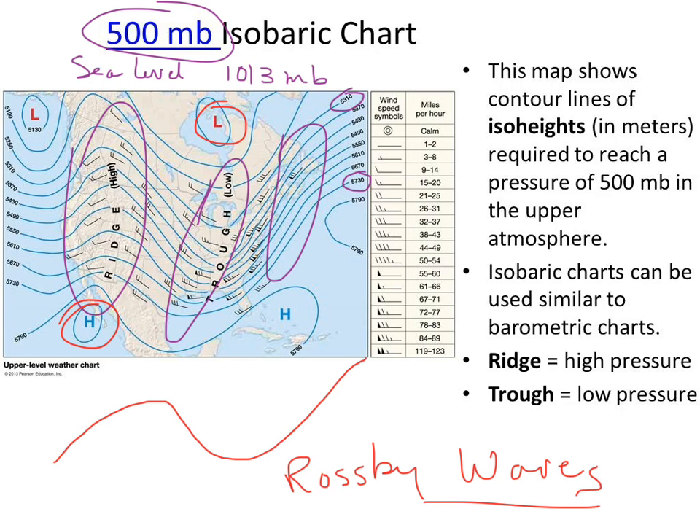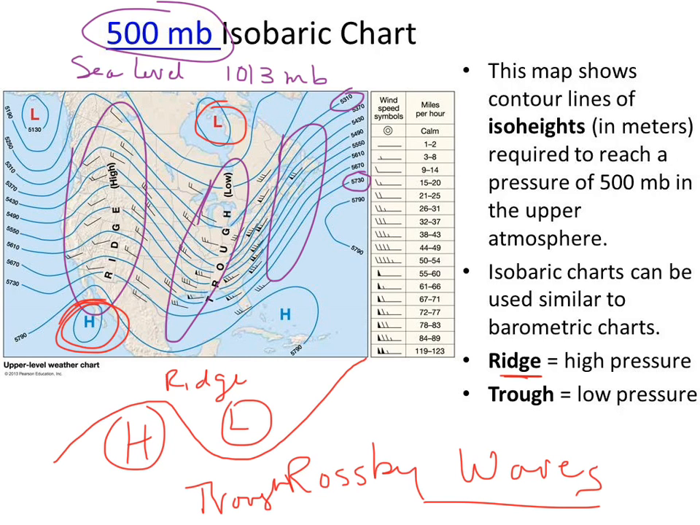The other thing I kept trying to say is the ridges are actually associated with high pressures, so kind of this, and I like it because it almost looks like a ridge, right? Okay, and troughs, this is a trough, are associated with low pressures. So if we have Rossby waves in place, we have alternating high and low pressures.